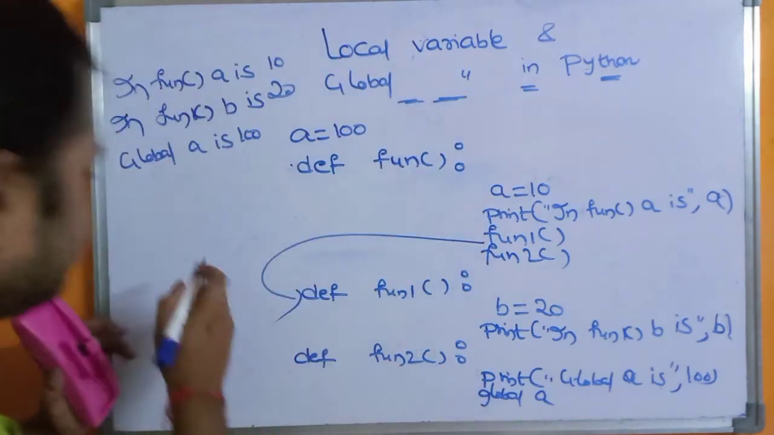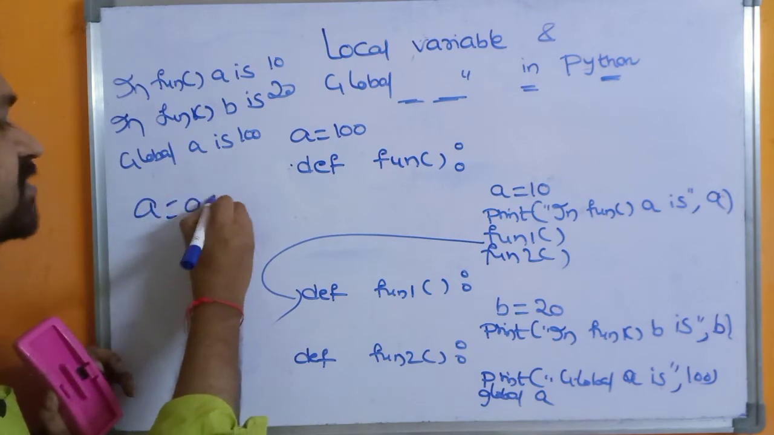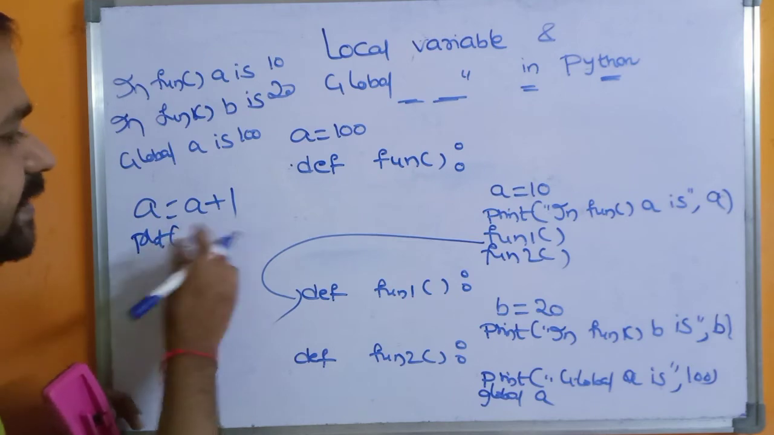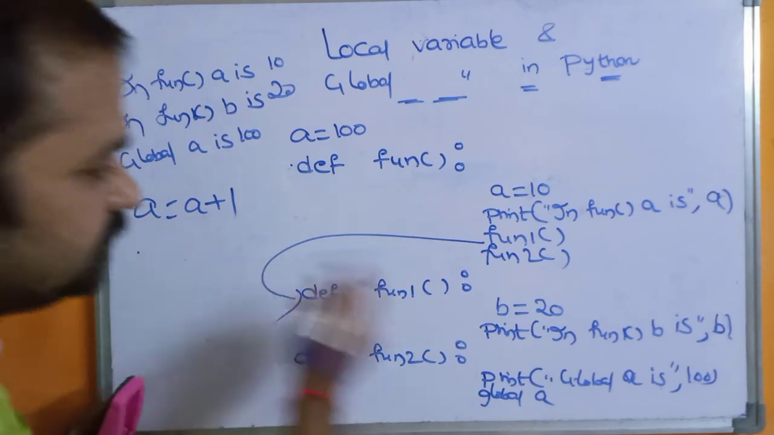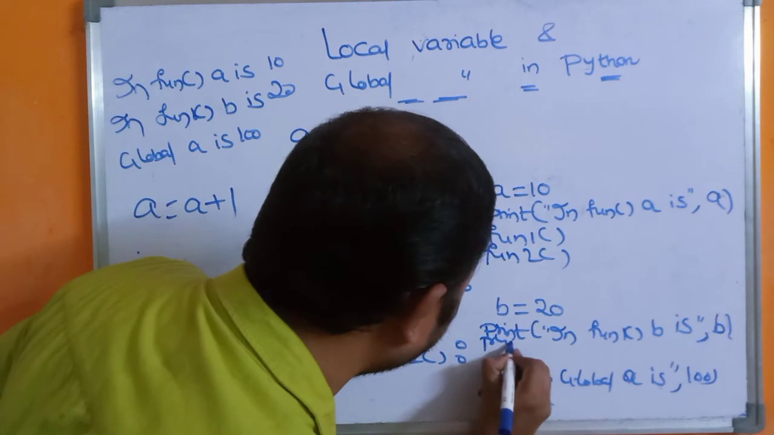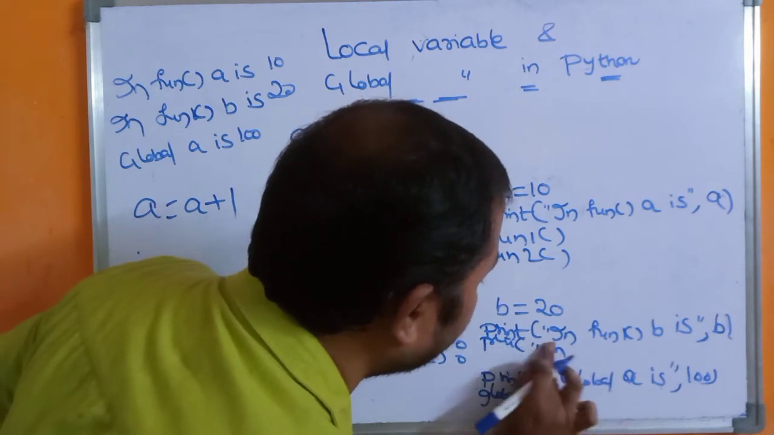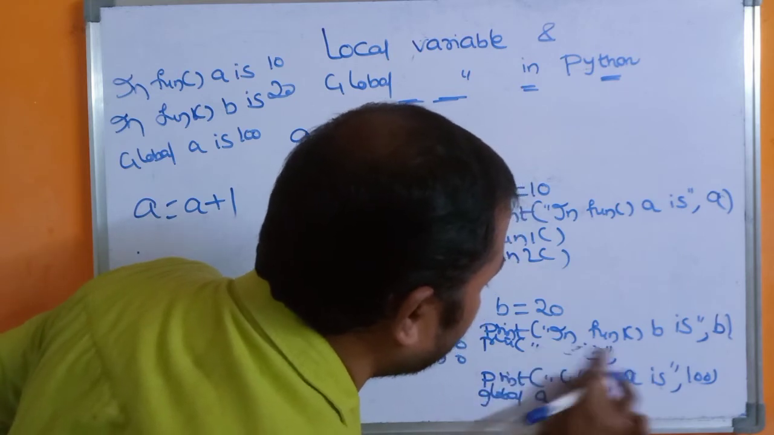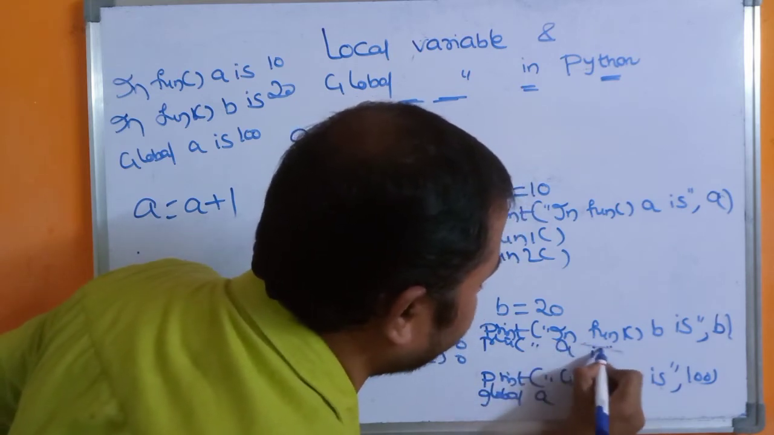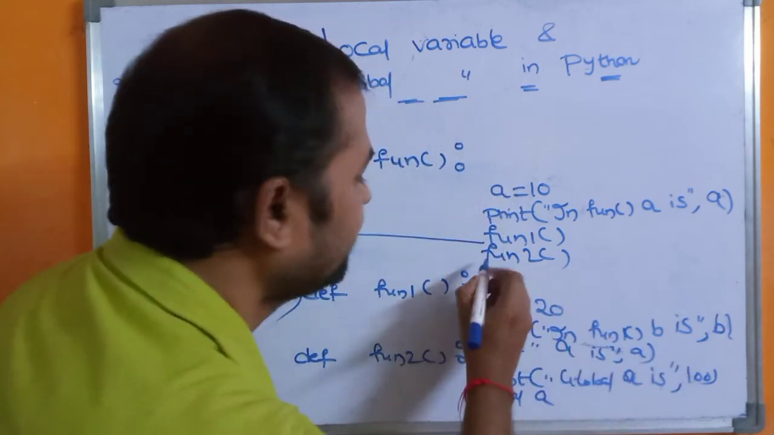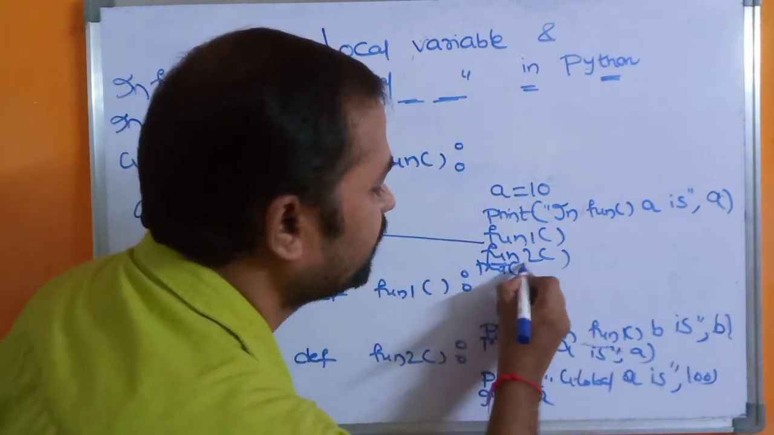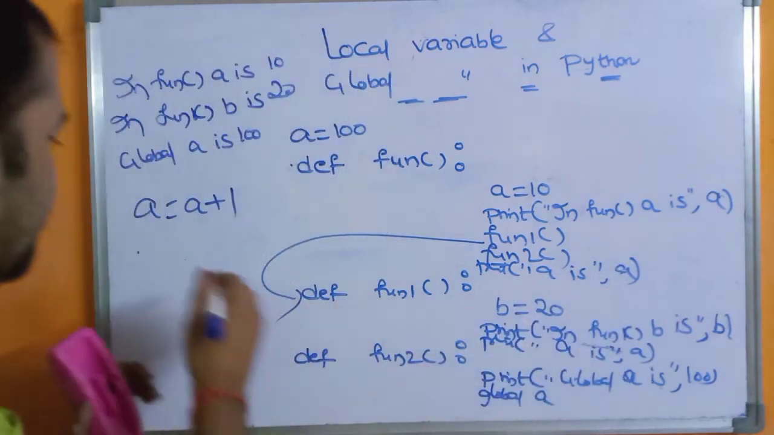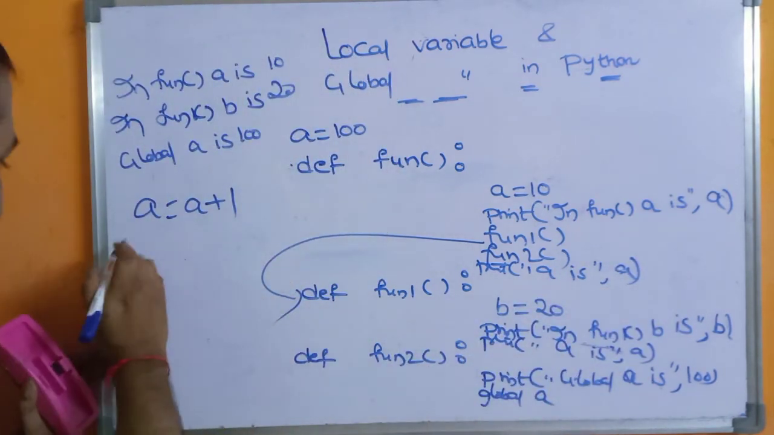Then after that, for space constraints I am writing here a is equal to a plus 1. Then print a value. So here also we can print: print a is, global a is, a. Here also perform the printing. So print a is a. Now let's see what is the output here. Here call the function.